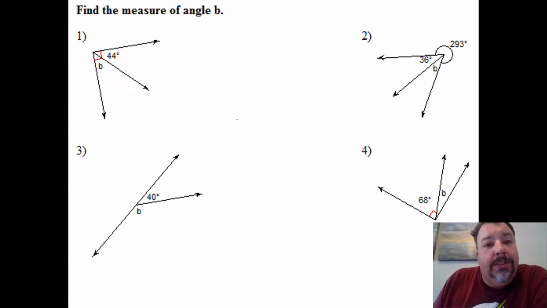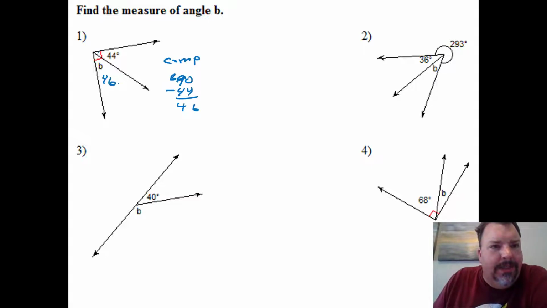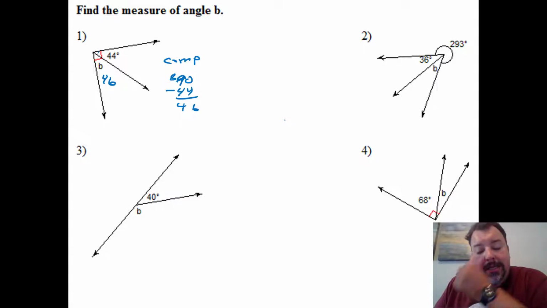Now we can use that to find the angle measures as well. So number one, what type of angles do we have here? Well, again, we see the little box here, so these would be complementary. And we know complementary angles are going to add up to 90 degrees. So if we want to find the missing angle, we're going to take 90 minus 44 and do the math here. And that should come out to 46. So the missing angle here is 46.